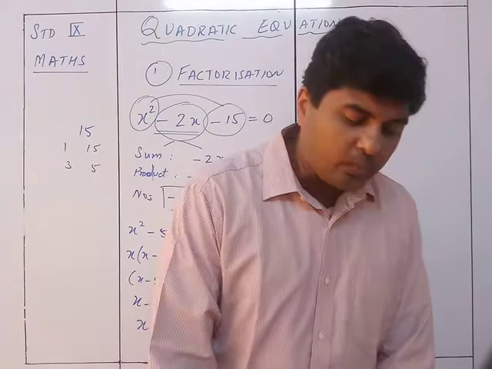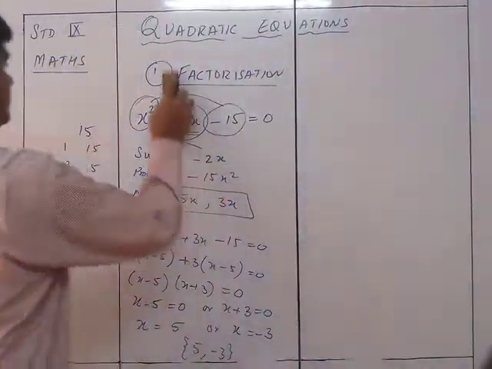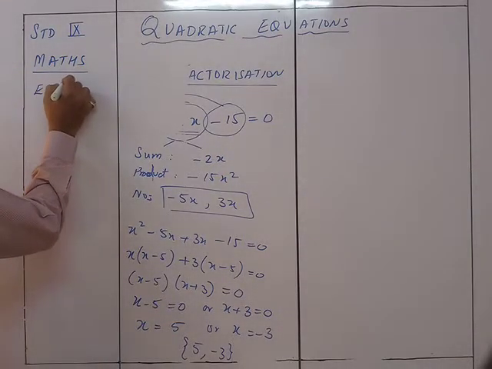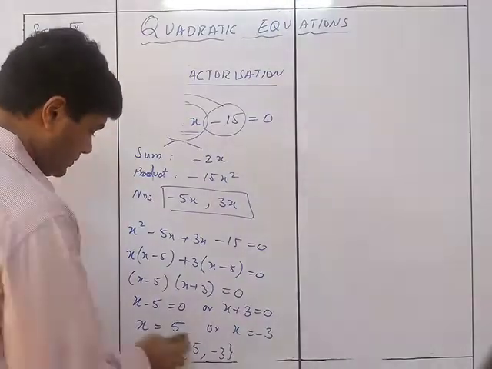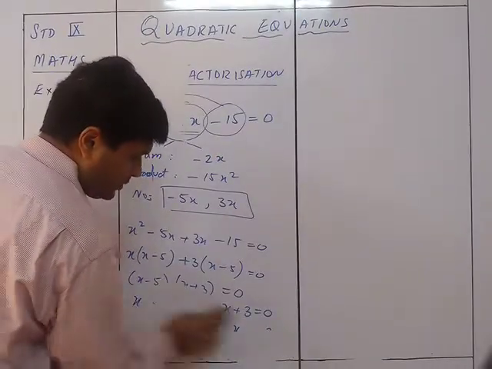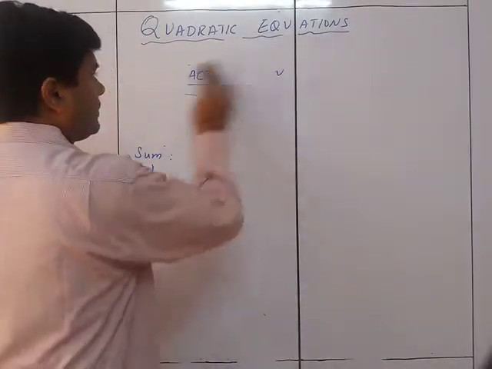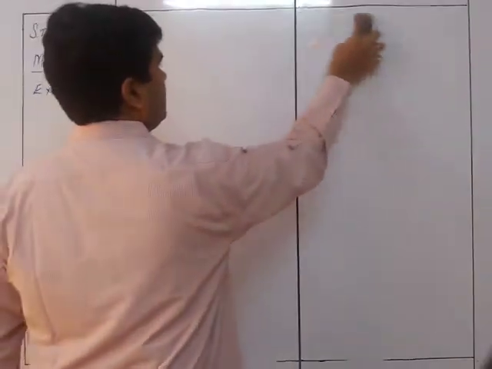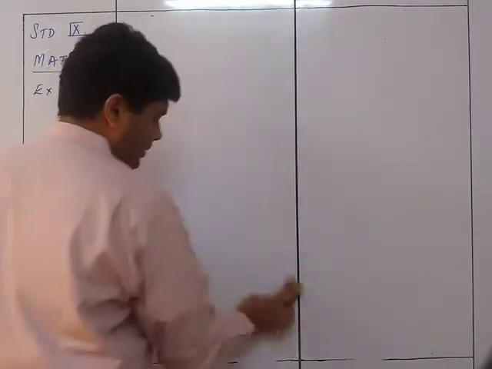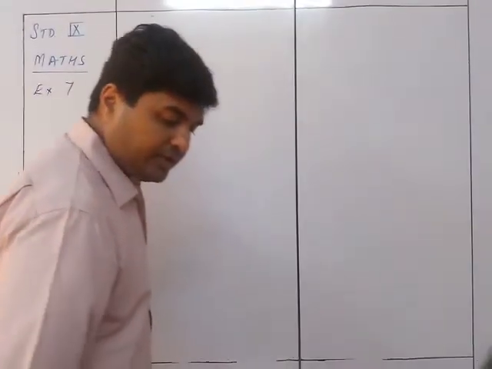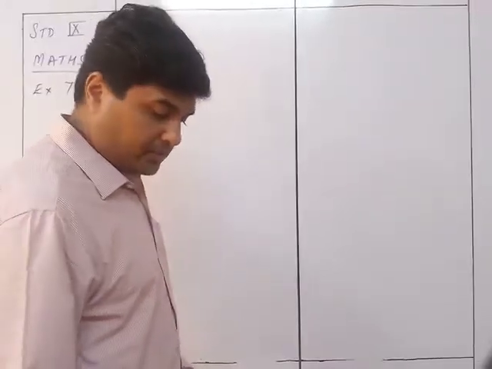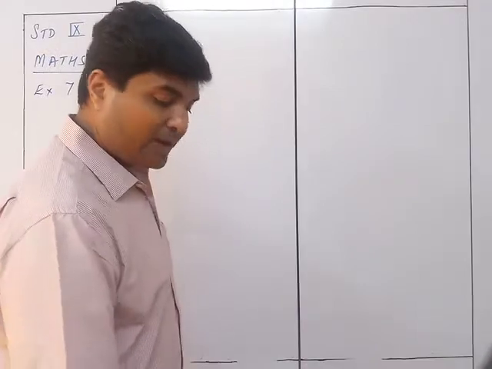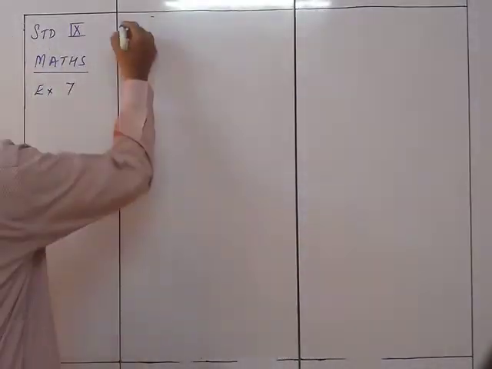So we start with exercise 7. We'll do the first sum of all the parts. So there is first, and 1 part 1 and 1 part 2. So we'll go that way. So first, part one.